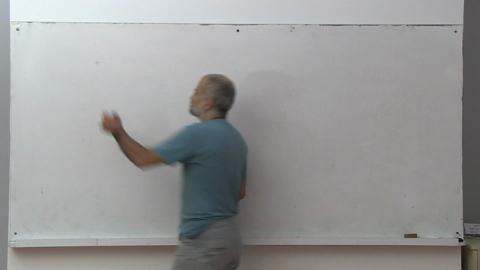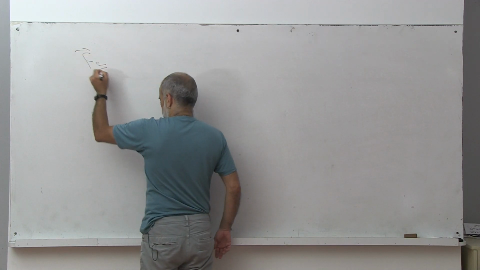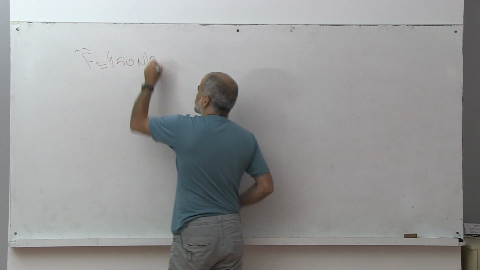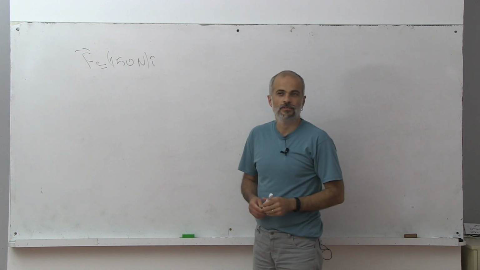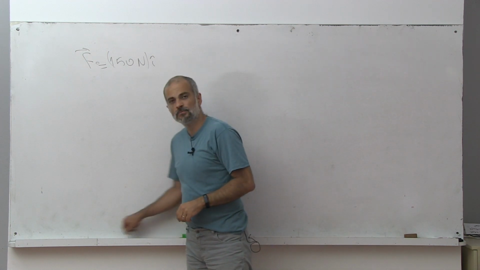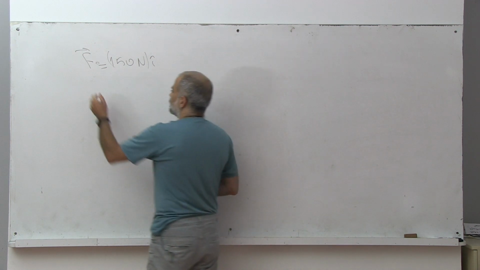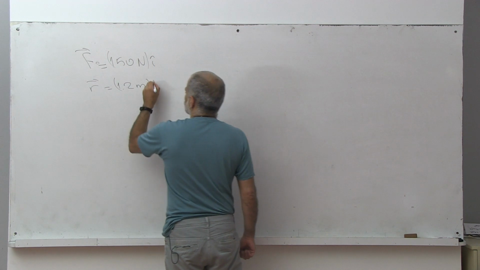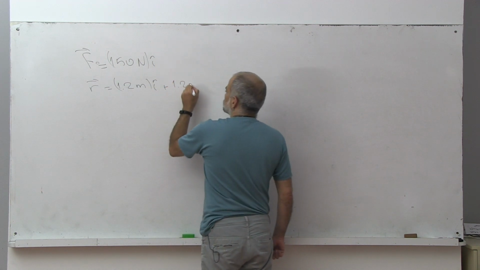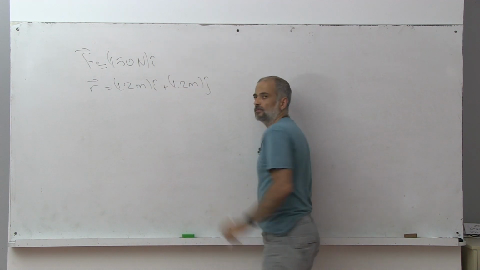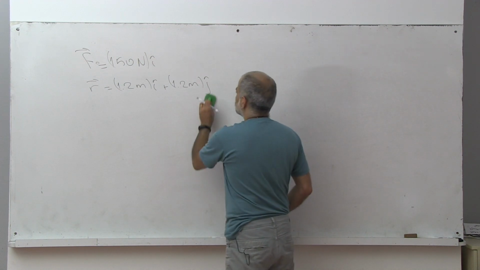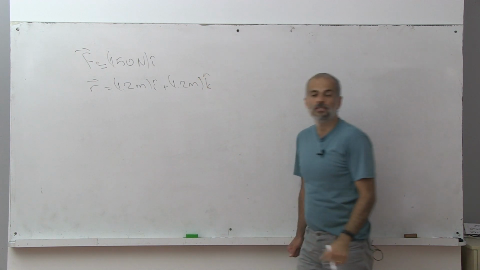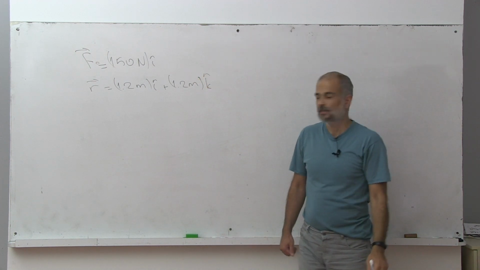Let's consider a force given by 150 newtons in the x direction, or the i hat direction. Let's assume that it is acting at a point r given by 1.2 meters in the x direction and 1.2 meters in the k direction. What will be the torque created by this force?